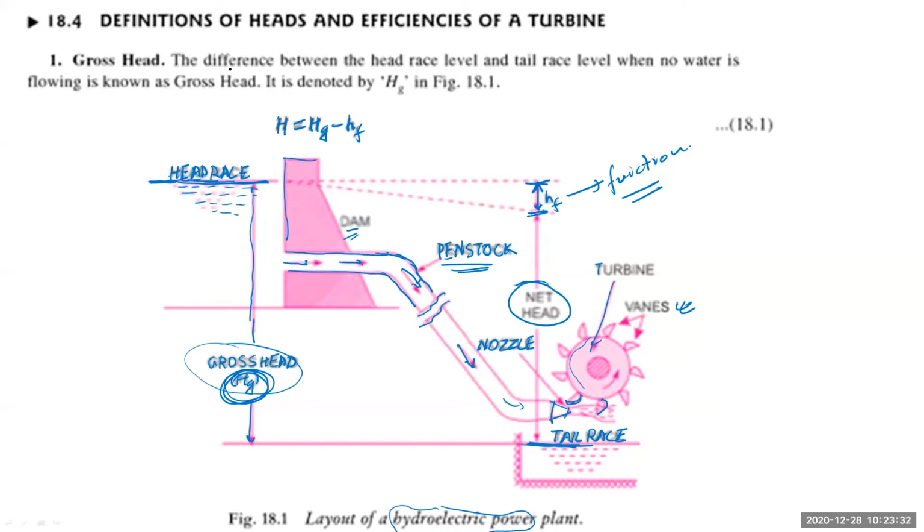Okay. So in examination, for a short question, gross head can be asked. What do you mean by gross head? So you have to write: the difference between the headrace level and the tailrace level when no water is flowing is called your gross head. It is represented by Hg.